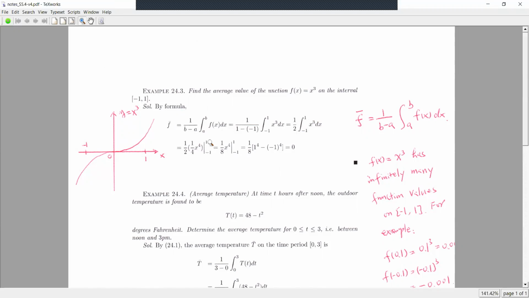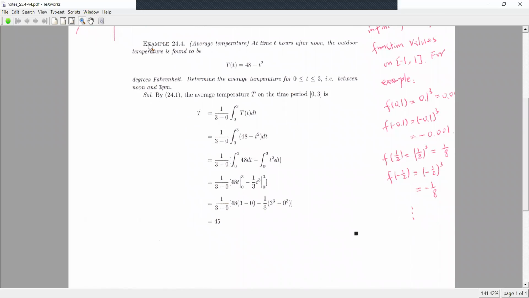Before I plug in 1 for x and -1 for x, let me simplify the coefficient. 1/2 times 1/4 is 1/8. Now, plug in 1 for x, plug in -1 for x, then take the difference. This number is 0. Yes, by the formula, I get that the average function value is 0. This confirms what I observed. My guess is 0.